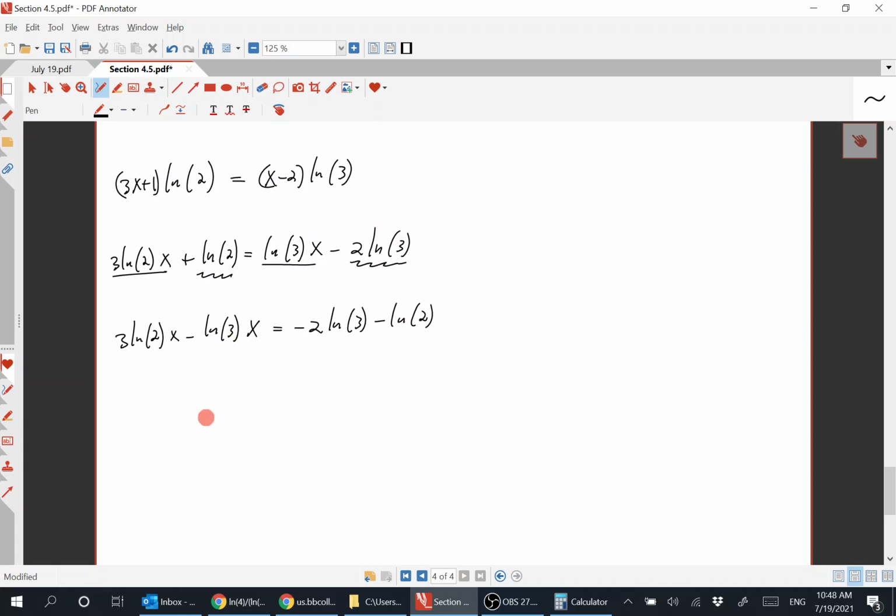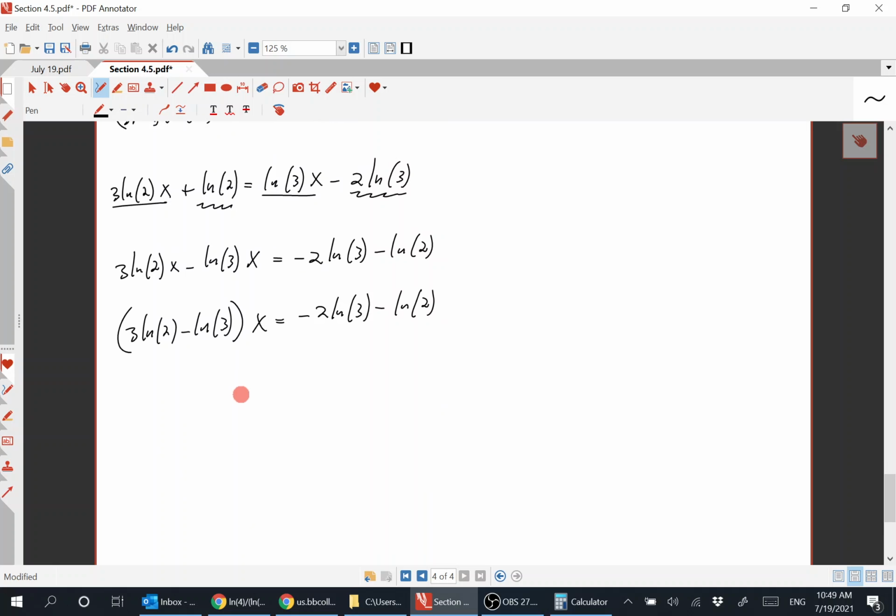Factor out an x on the left. Three natural log of 2 minus natural log of 3, that times x, equals minus 2 natural log of 3 minus natural log of 2. Divide both sides by this expression here, and I have x equal to the numerator over 3 natural log of 2 minus natural log of 3.